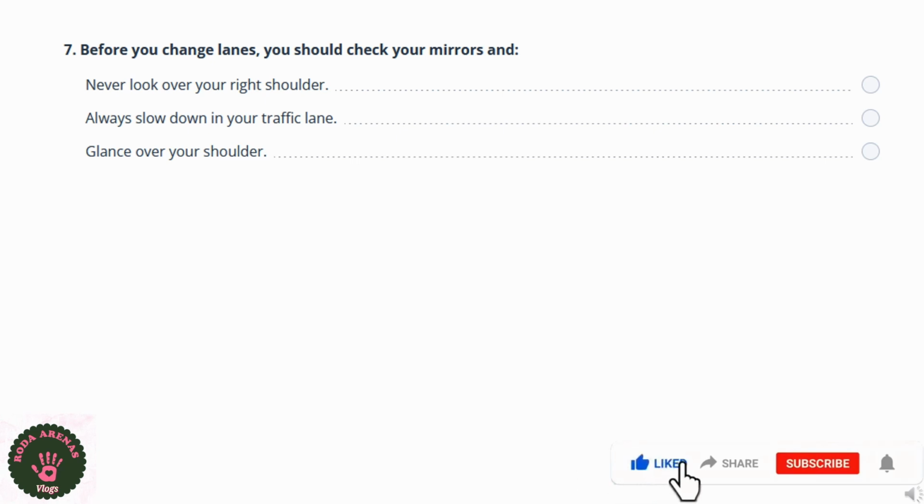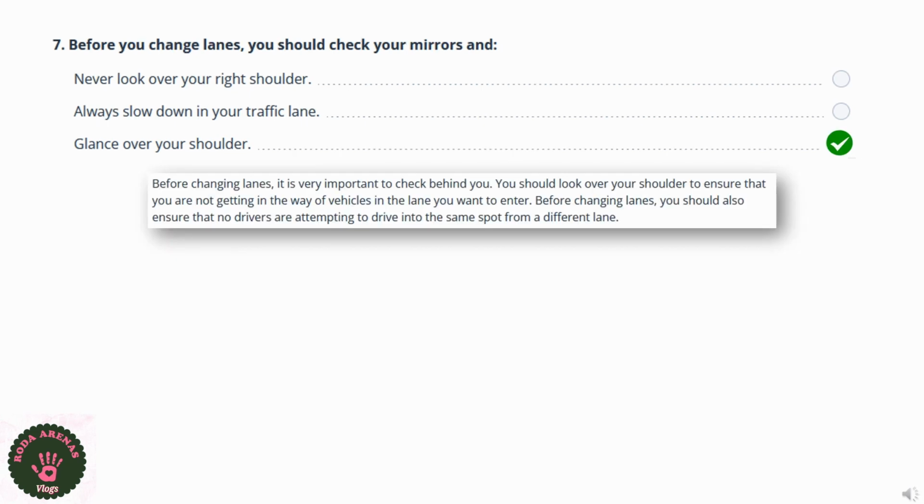Before you change lanes, you should check your mirrors and never look over your right shoulder. Always slow down in your traffic lane. Glance over your shoulder. The correct answer is glance over your shoulder.